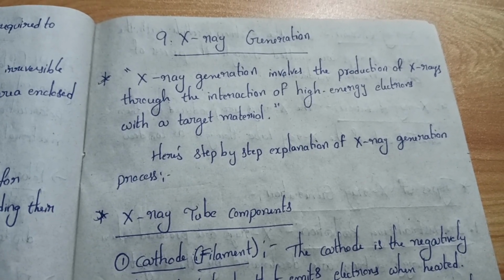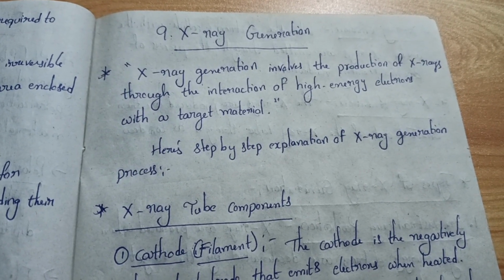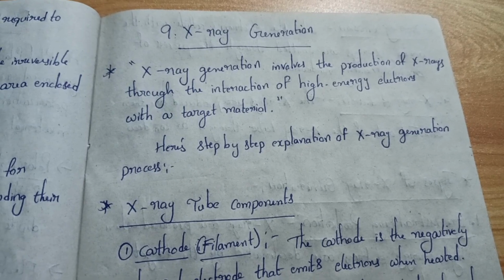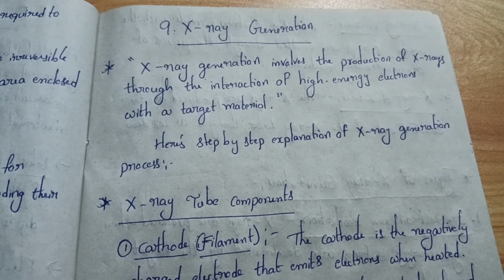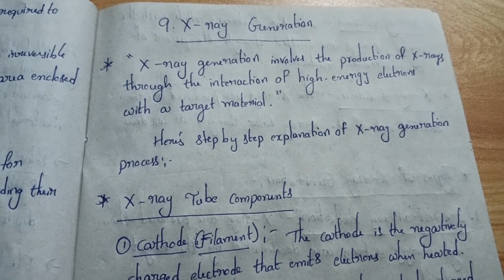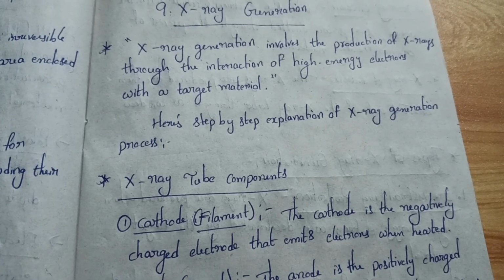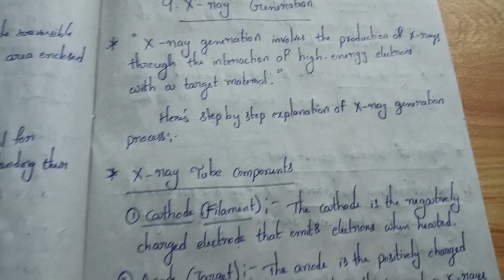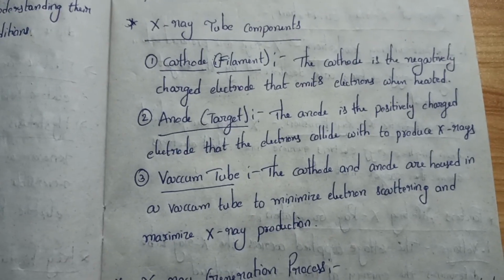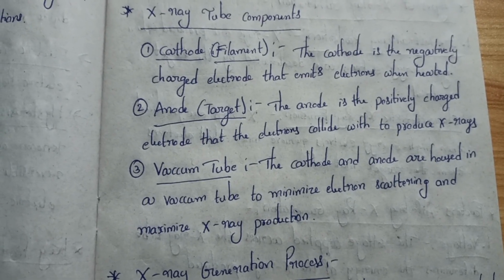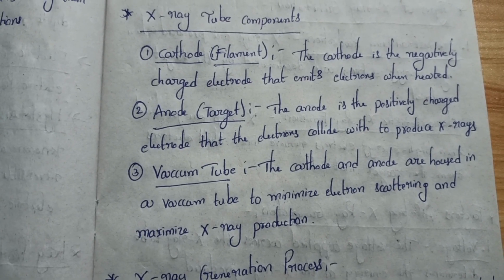X-ray generation. X-ray generation involves the production of X-rays through the interaction of high energy electrons with a target material. Here is a step-by-step explanation of the X-ray generation process. X-ray tube components: filament, anode, vacuum tube.